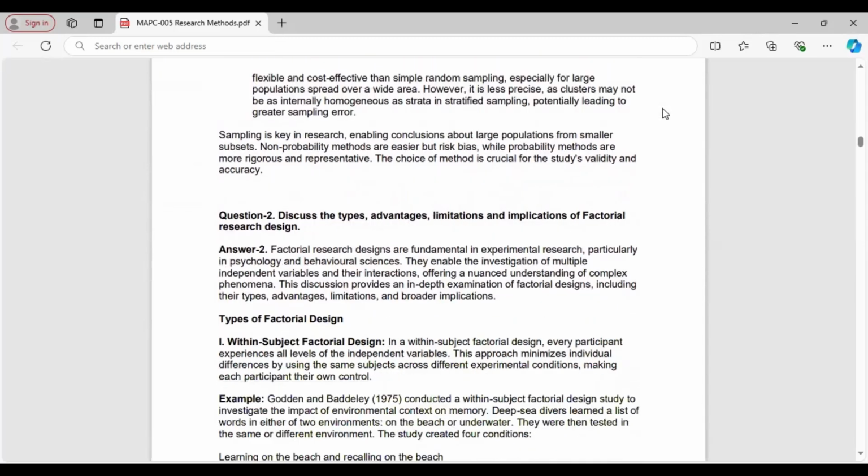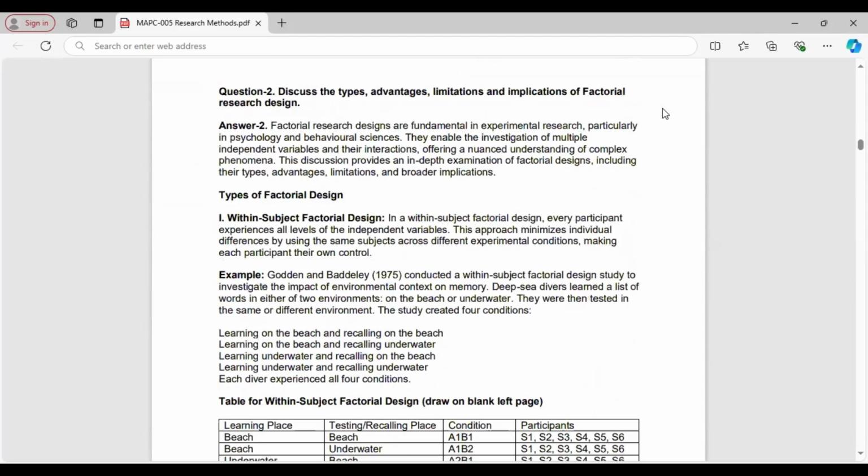Discuss the types, advantages, limitations, and implications of factorial research design. Factorial research designs are essential in experimental research, particularly in psychology and behavioral sciences, as they allow for the exploration of multiple independent variables and their interactions, thus providing a comprehensive understanding of complex phenomena.